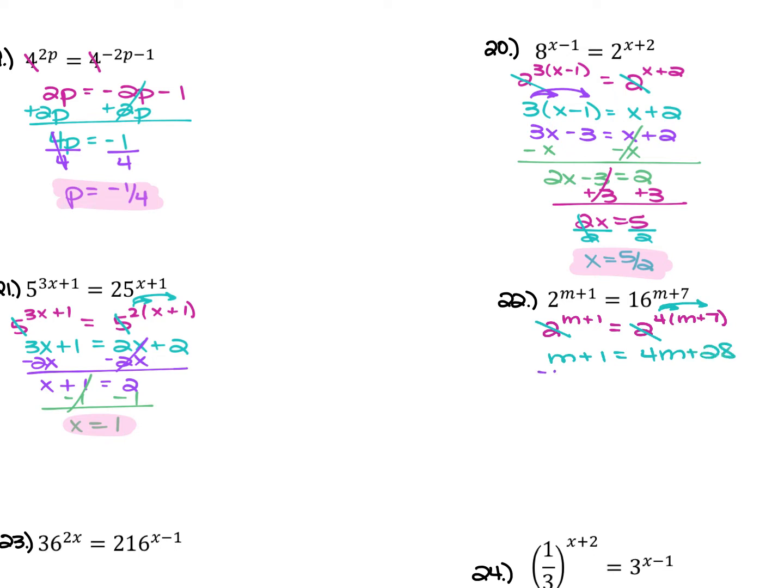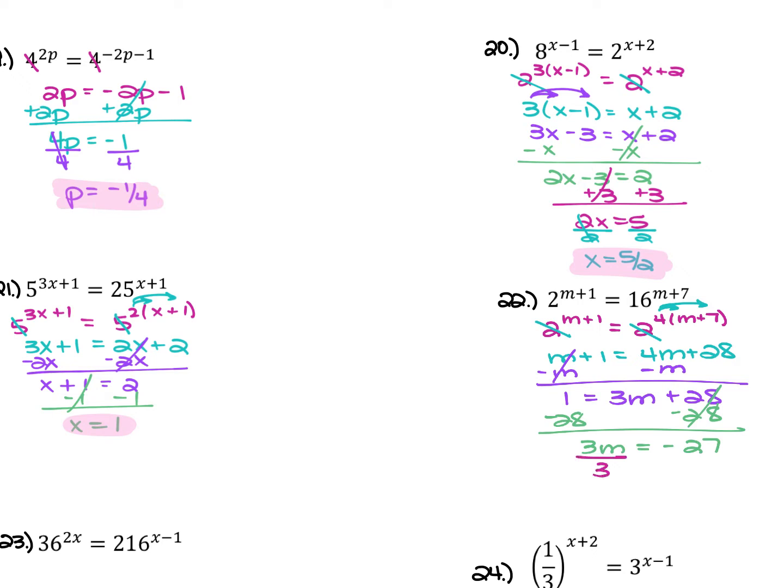I'm going to move the m over by subtracting it from both sides. This gives us 1 is equal to 3m plus 28. Subtract 28 from both sides. This gives you 3m is equal to negative 27. From here, you're going to divide each side by the 3, and you have that m is negative 9.